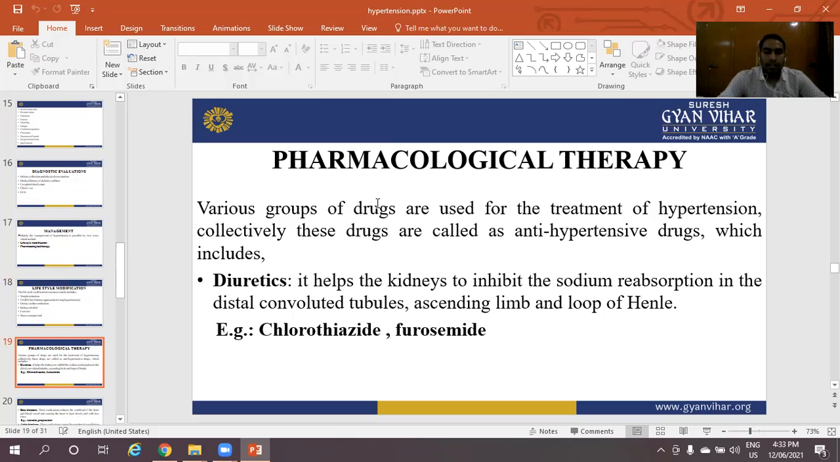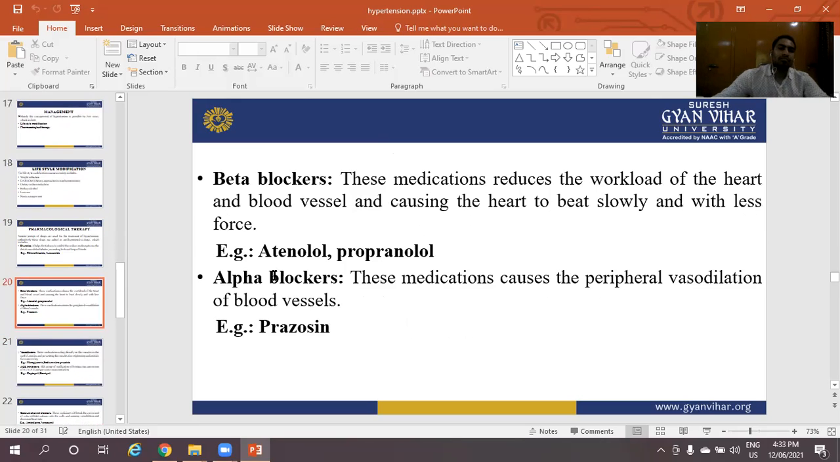Many types of diuretic drugs are used in the treatment of hypertension, like loop diuretics, thiazide diuretics, and potassium sparing diuretics. These are the many categories of diuretic drugs.